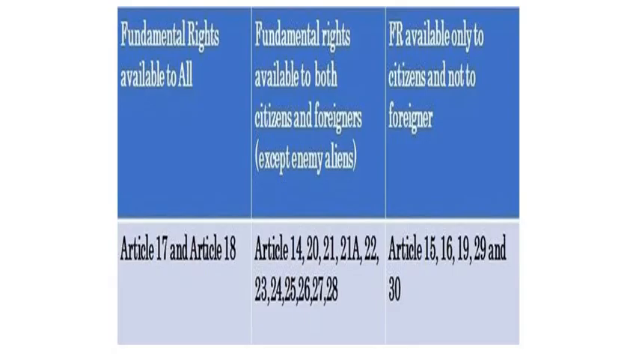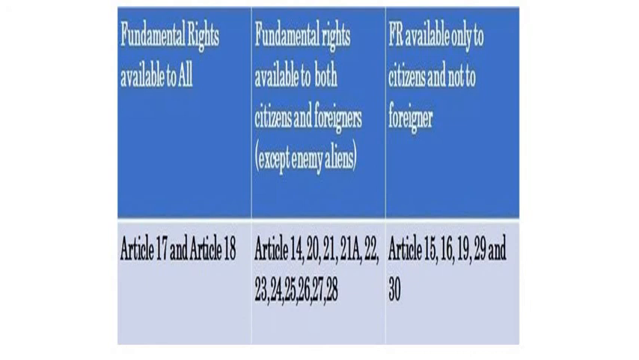There are some rights that are for only the citizens of India, for the foreigners, and for both foreigners and citizens. These are the fundamental rights available to all, that means the citizen as well as the foreigner. Articles 17 and 18 are for both citizens as well as foreigners. Article 17 deals with the abolition of untouchability and 18 with the abolition of titles.